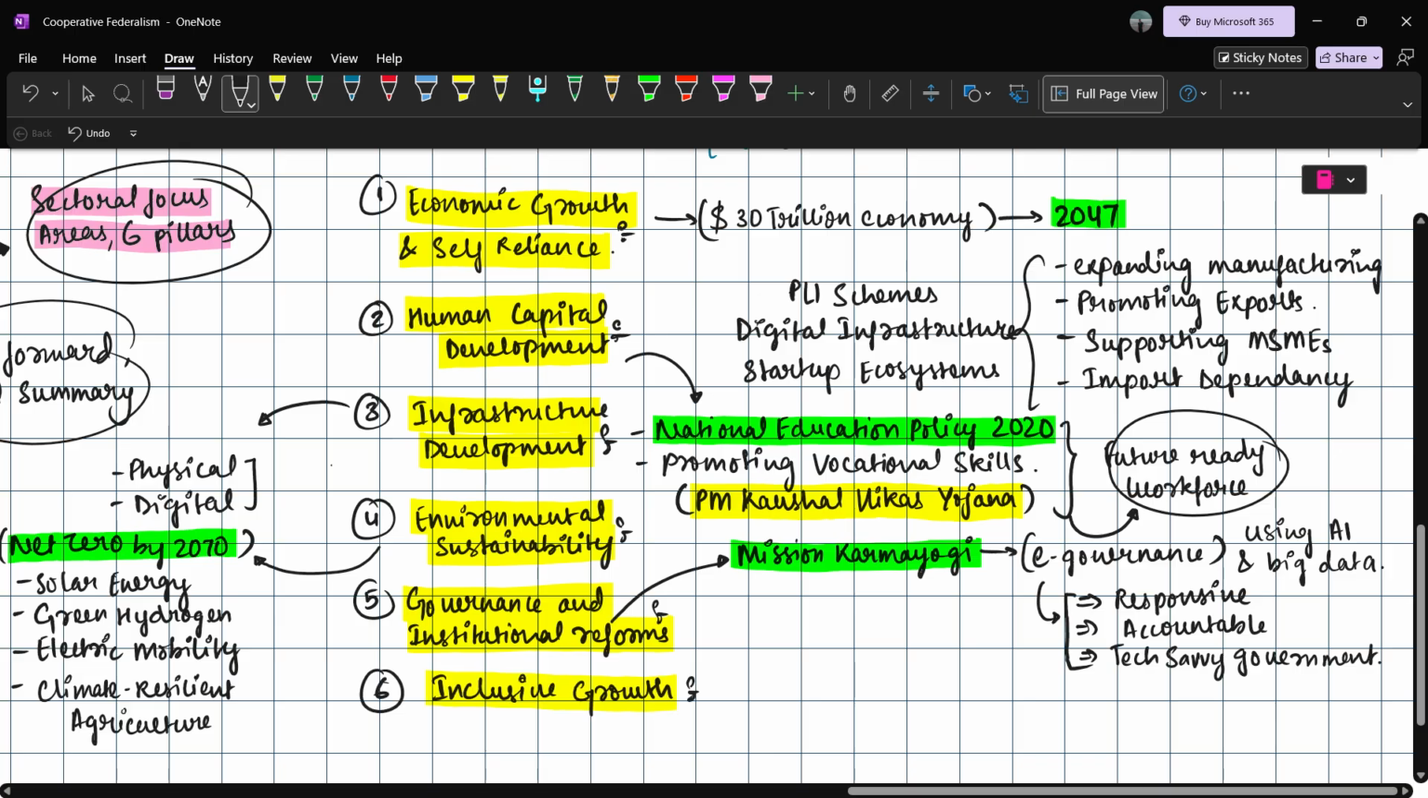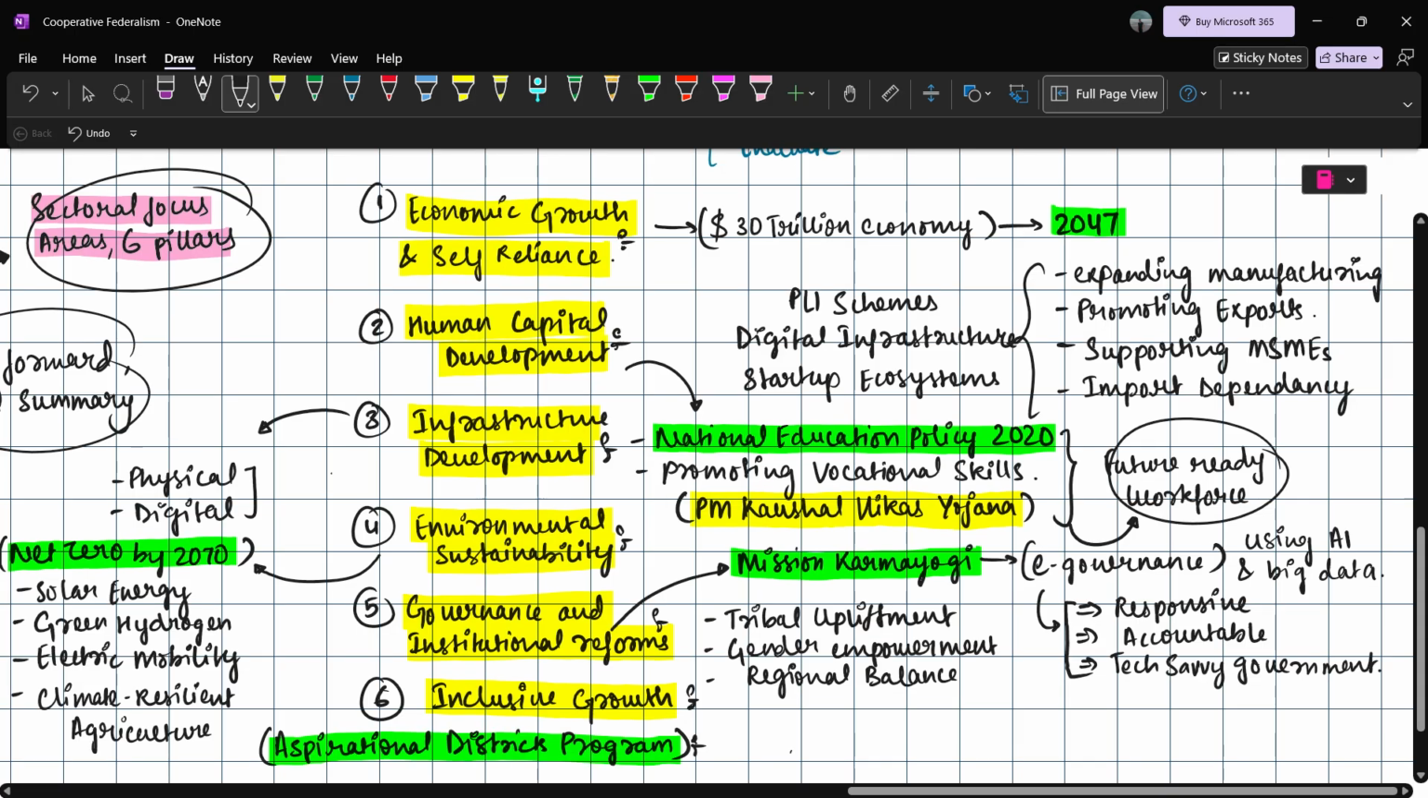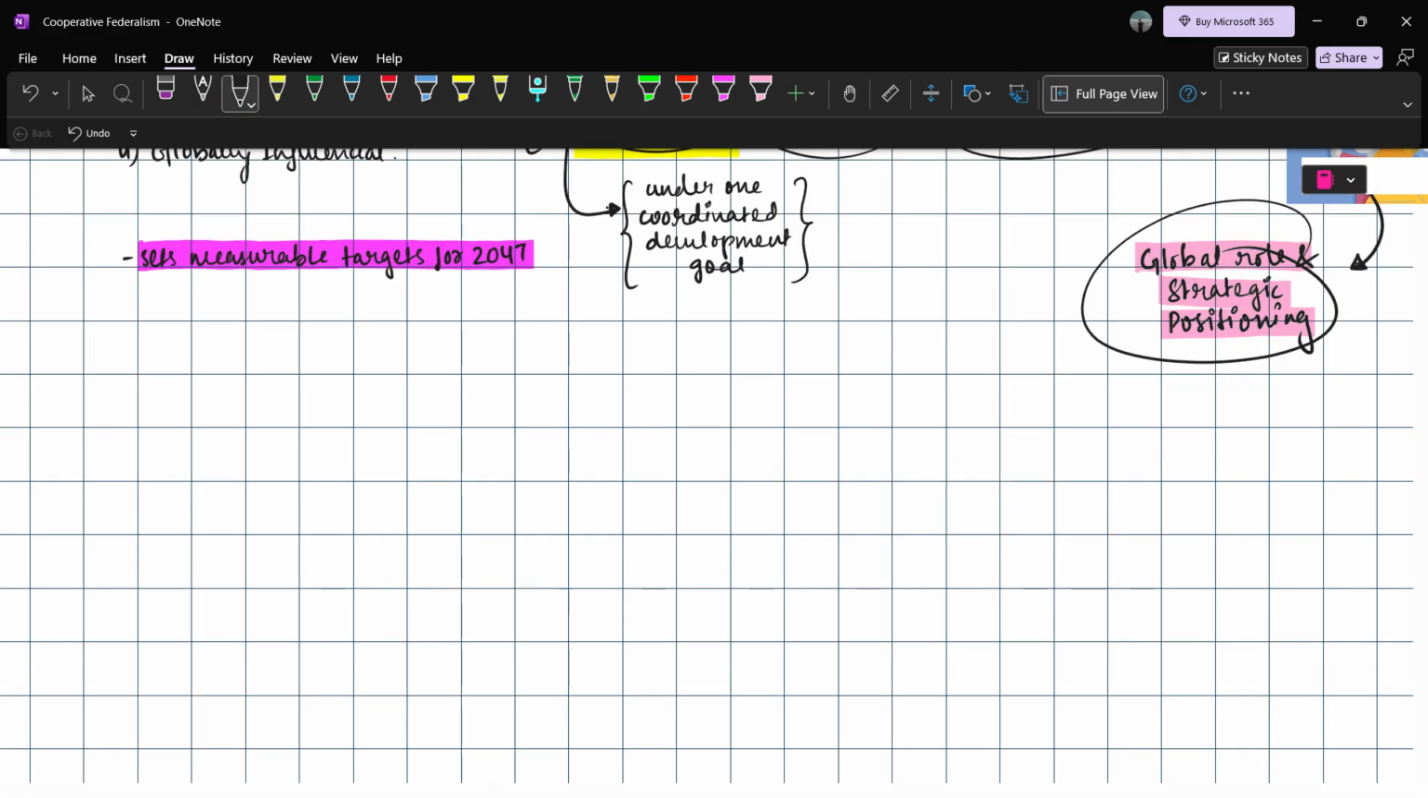Sixth is inclusive growth. This focuses on tribal upliftment, gender empowerment, and regional balance. The aspirational districts program is being expanded, and women's participation is being supported through the Startup India for Women and the Nari Shakti Vandan Act. Now let's understand the global role and strategic positioning.